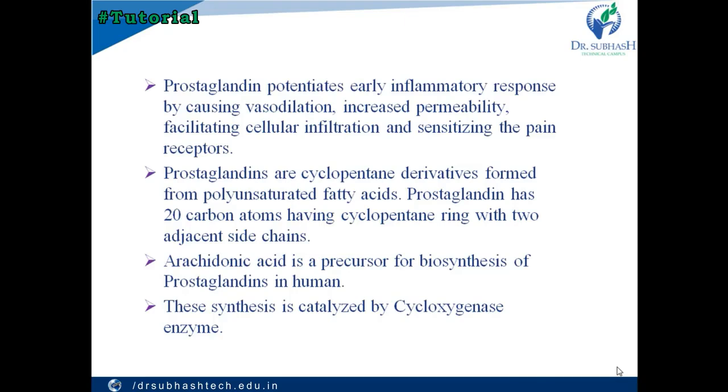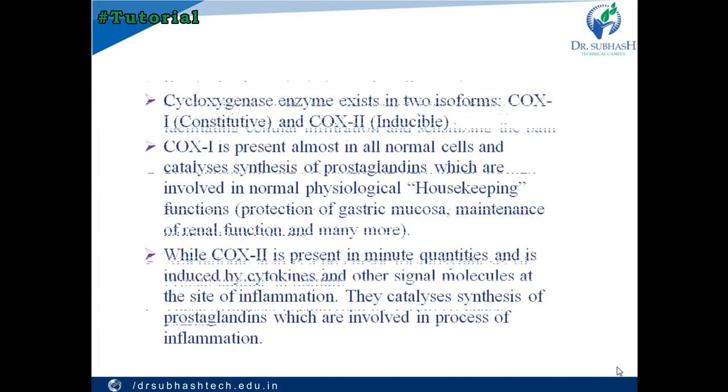Chemically, prostaglandins are cyclopentane derivatives formed from polyunsaturated fatty acids. They have 20 carbon atoms with a cyclopentane ring with 2 adjacent side chains. As we have seen, prostaglandins are synthesized from arachidonic acid in humans, and this synthesis is catalyzed by cyclooxygenase enzyme. These enzymes have two isoforms, cyclooxygenase 1 and cyclooxygenase 2, which are known as COX-1 and COX-2.